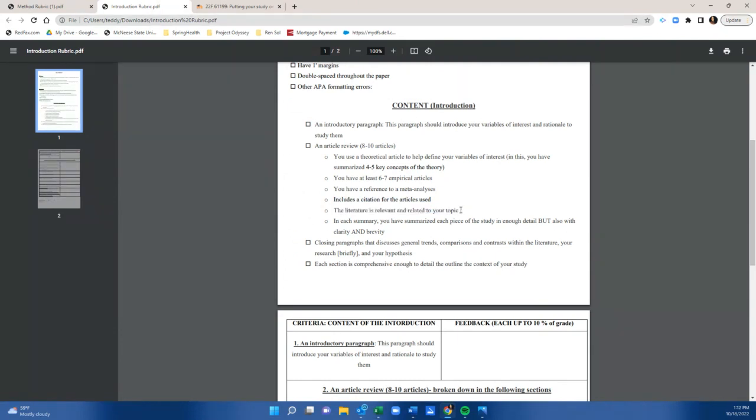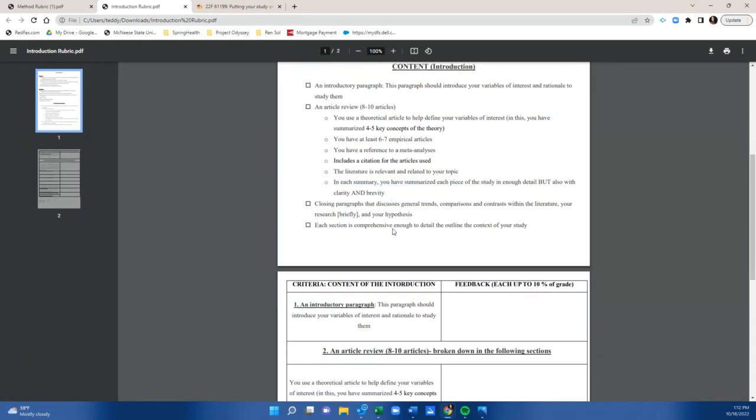You should be showing us how in that last piece of the summary anyway. And in each summary, make sure you summarize each piece of the study in detail, but with clarity and brevity. So when you're summarizing an article, make sure to do so with important details. What did they study? If for some reason their definition of their variables was very unique and you want to point that out, put that in your summary. What were the results? How does this link to your study? Make sure that you do that.